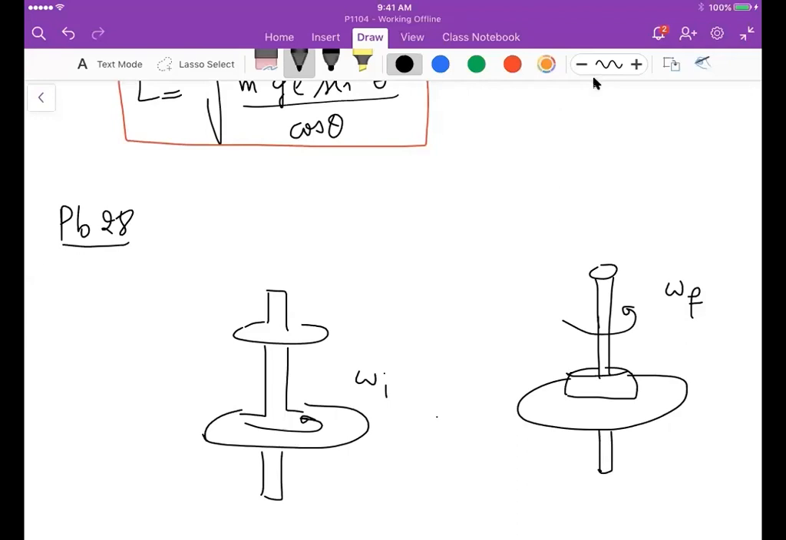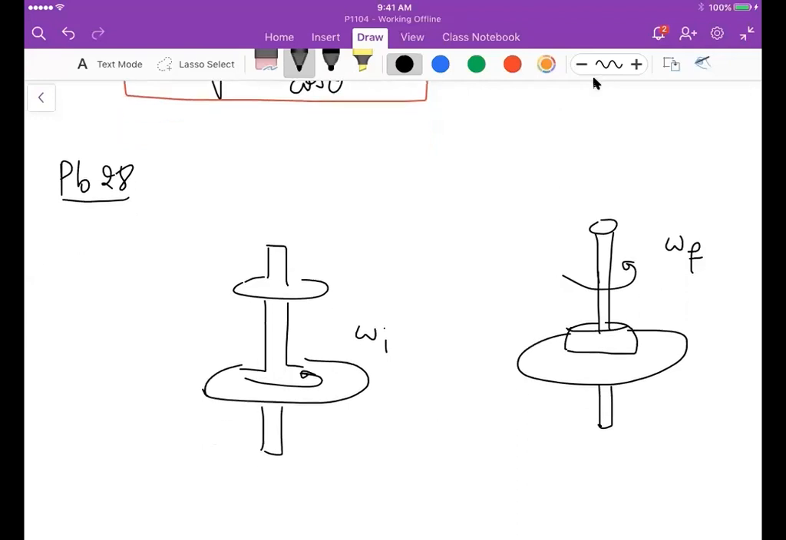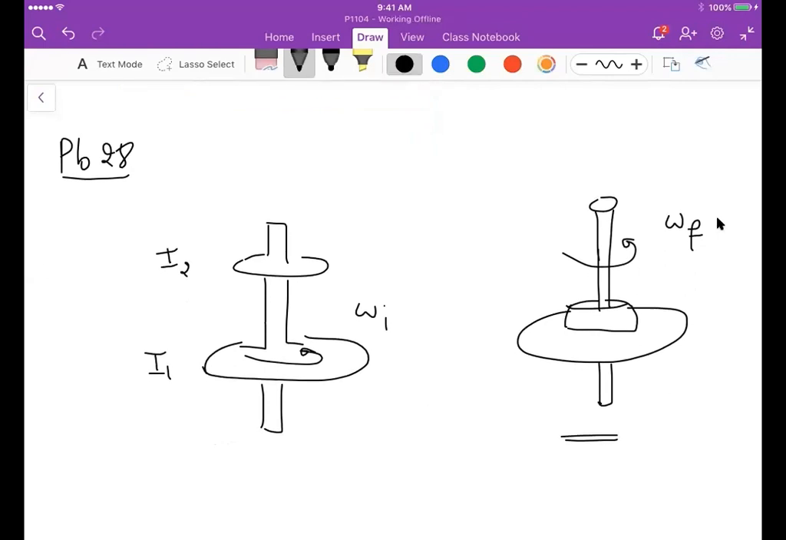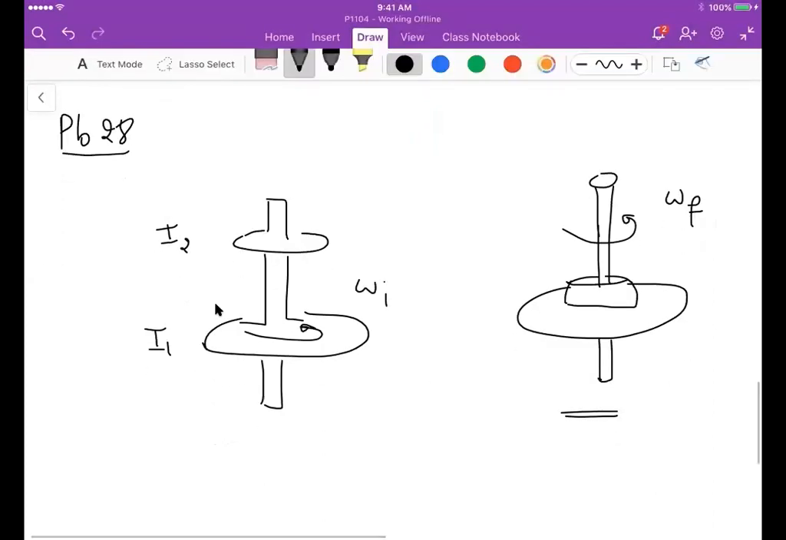You can see here in these two figures, this is the initial configuration where both disks are separate, and only disk number one, or cylinder number one, is rotating with omega I. And this is the final configuration in which the two cylinders stick together and move with the same omega final. So the question was to determine the angular speed in the final configuration. How much is omega final?